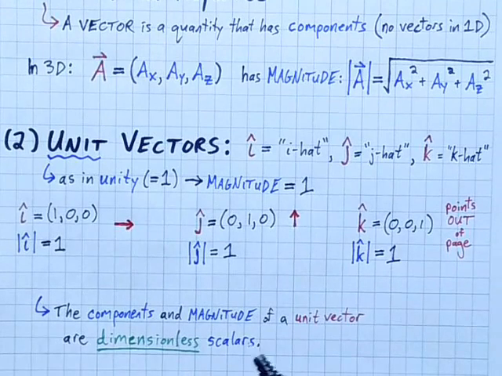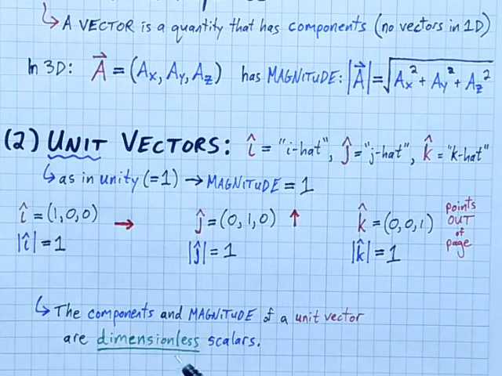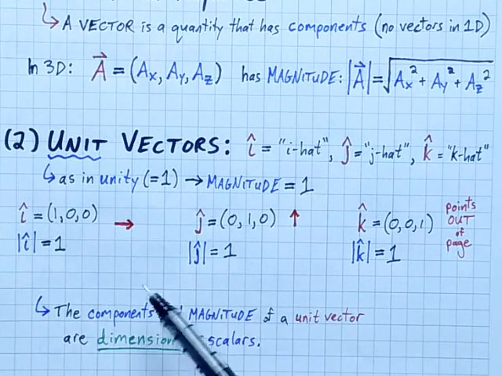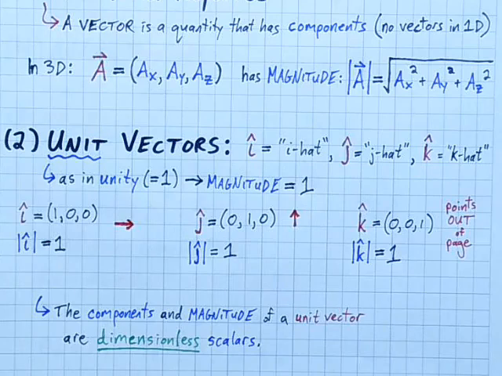One remark: a unit vector is a dimensionless thing. The components and magnitude are just dimensionless scalars. So these don't represent lengths or times or amounts of force. The components are just dimensionless numbers.